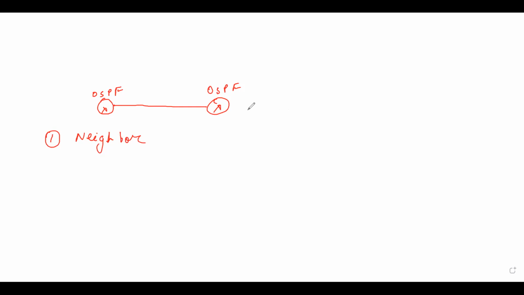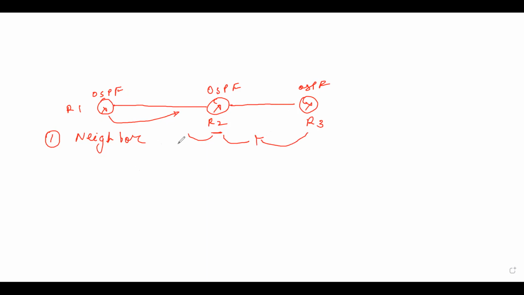EIGRP also makes neighbors. Suppose there is one more router, and the same thing, OSPF is running here. This is R1, R2, and R3. So R1 has one neighbor, R2, right? R2 has two neighbors, R1 and R3. R3 has only one neighbor, R2, right?